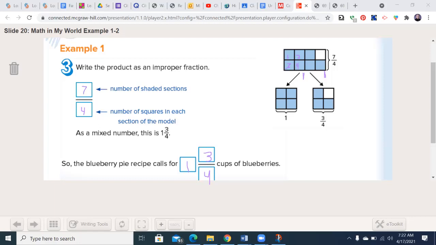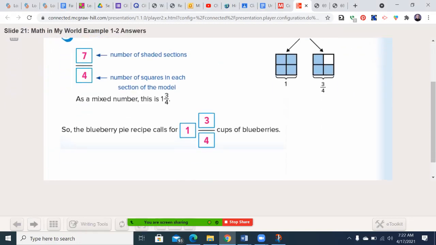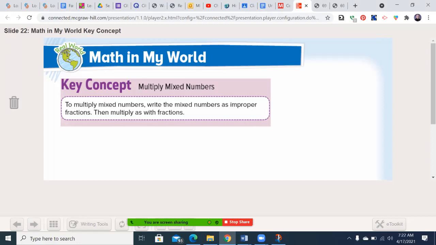I'm going to go ahead and clear the screen. And let's move forward. See the answers? We did well. Yay. There's a key concept at the top of your next page. To multiply mixed numbers, write the mixed numbers as improper fractions. Then multiply as you would with fractions. And we've talked about that several times throughout there. We have to do improper fractions, period.